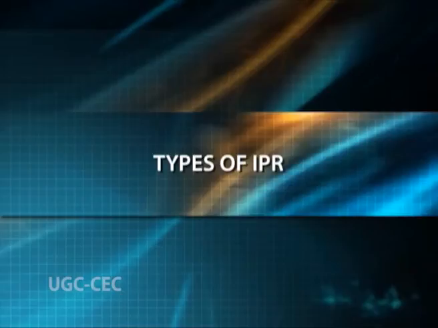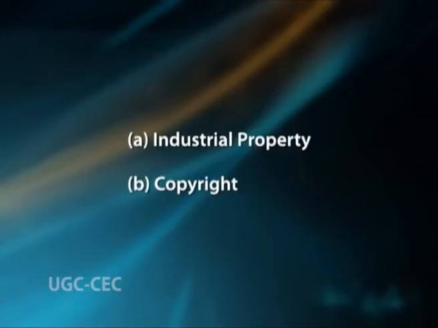Types of IPR. IP has been generally divided into two main categories, namely industrial property and copyright. Industrial property consists of rights relating to inventions, trademarks, industrial designs and appellation of origin. Copyright protects rights related to creation of the human mind in the fields of literature, music, art and audiovisual works.